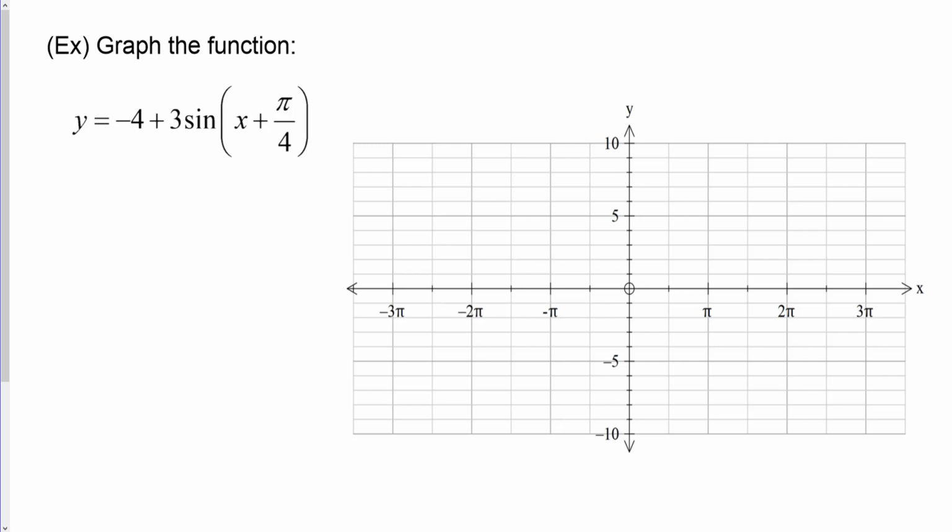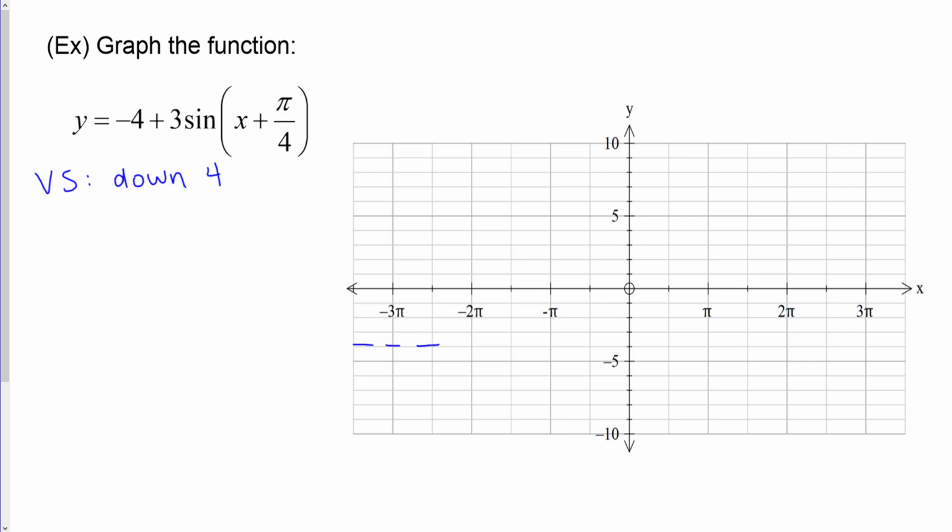Graph the function y equals -4 plus 3 times the quantity x plus pi over 4. So let's begin by starting to identify the different changes that are occurring. So clearly there is a vertical shift that's going to go down 4 units. So normally the axis that I'm doing this wave pattern around is at the x-axis. Now that's going to get shifted down 4 units.